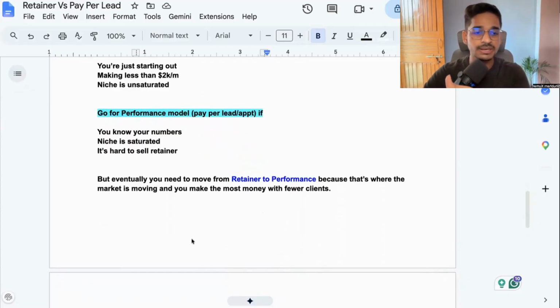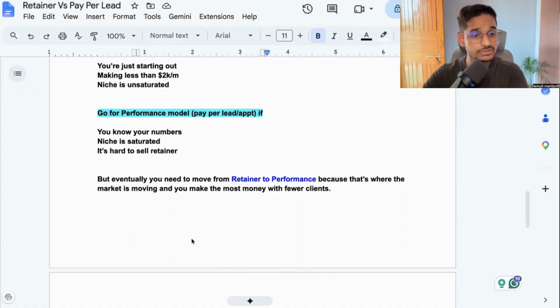The agencies have been in the game for a long time. A lot of people have been burned out by multiple agencies. People don't know how to deliver good results. People don't want to spend for the services anymore. They want tangible outcomes. And that is where the market is evolving. So you need to understand that and move accordingly.